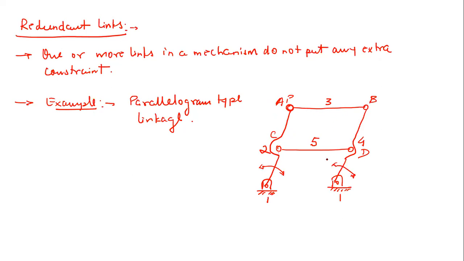And this link AB and CD, they are parallel. So that's why we sometimes refer to such types of linkages as parallelogram type linkages, right? So you have to be very careful when you are going to analyze the degree of freedom of any such mechanism in which two links are parallel, right? So now just tell me, if let's say I remove this link 3, and if I give motion to this link 2, will the motion of this output link be affected in any way?